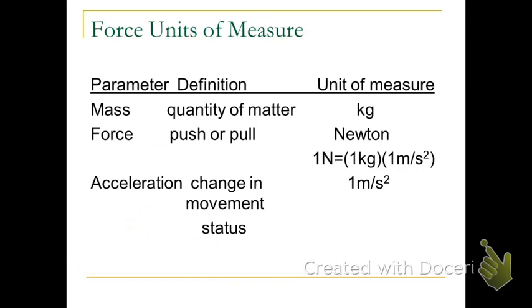The unit of measure for mass is kilograms. The unit of measure for force is newtons. A definition of a newton is 1 kilogram of mass times 1 meter per second squared, which is acceleration. And so 1 newton is a combination of mass and acceleration in its expression.